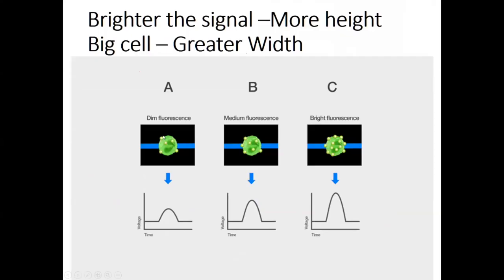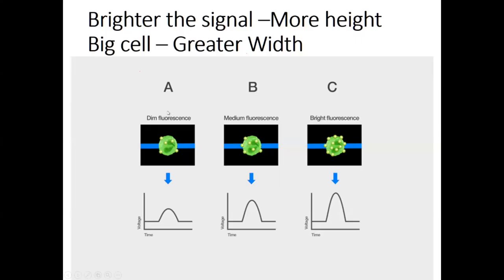Now assume that this is a cell which is in line with the laser, and these are the fluorochromes. When you have fewer fluorochromes attached to the cell, you get a weaker pulse. The height of the pulse will be short. When you have multiple fluorochromes attached, the height of the pulse will be more. When a lot of fluorochromes are attached, the height will be much more. So height will always tell you about the brightness of the signal. Remember, brightness of the signal, and the width of the pulse will be denoted by the size of the cell.